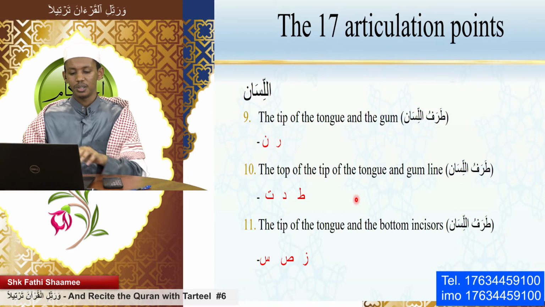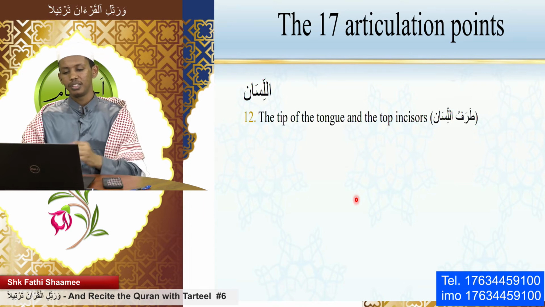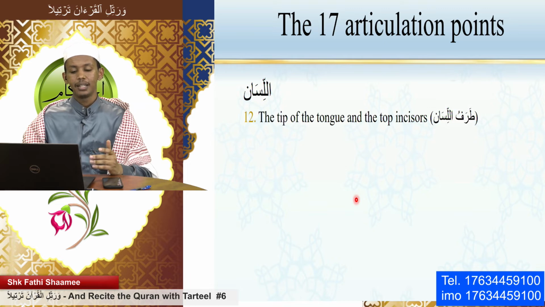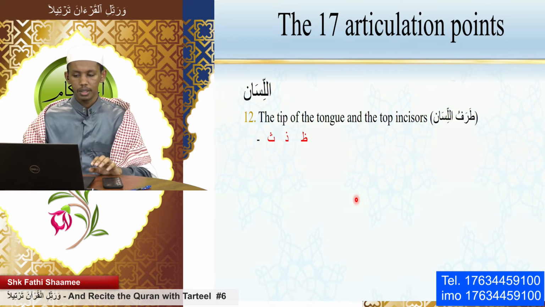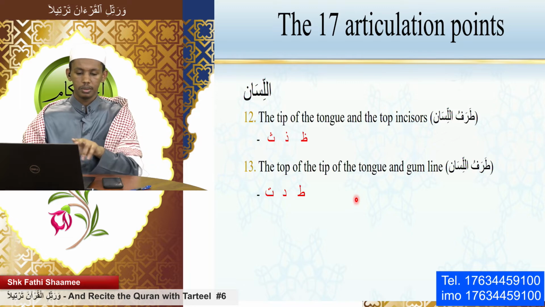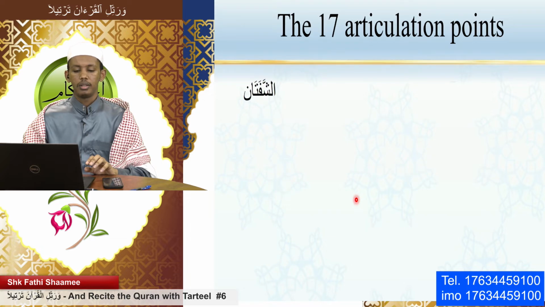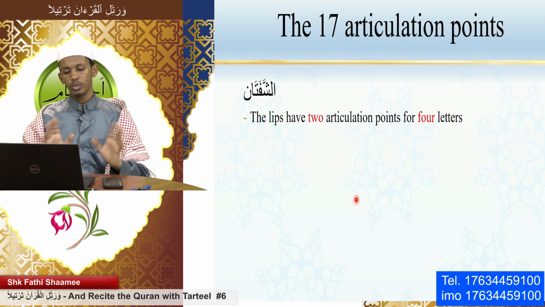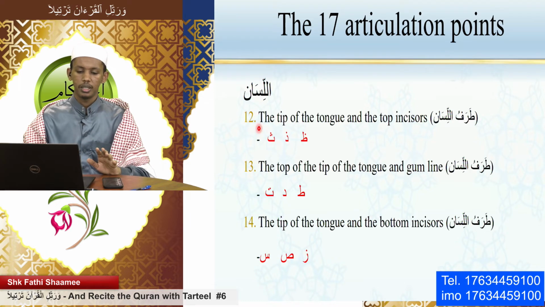We'll move forward. So after zay, sad, and sin, we have the tip of the tongue and the top incisors. So we have tha, dha, and dha. So these are from the tip of the tongue as well as the two front incisors. And then articulation number, not 13 here, but rather, this should be 13. So we are done with al-lisan. So there's a typo in the previous slide. So the tongue, we finish at number 12 total.